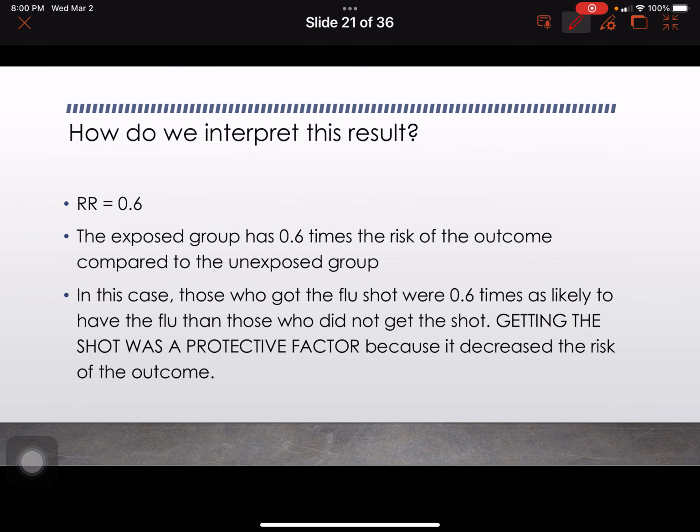This time we have a number less than 1, so how do we interpret this result? Well, a result lower than 1 indicates a protective effect, meaning that the exposure was actually beneficial, not harmful. When reporting this, we would say, the exposed group has 0.6 times the risk of the outcome compared to the unexposed group. Or in this case, those who got the flu shot were 0.6 times as likely to have the flu than those who did not get the flu shot.